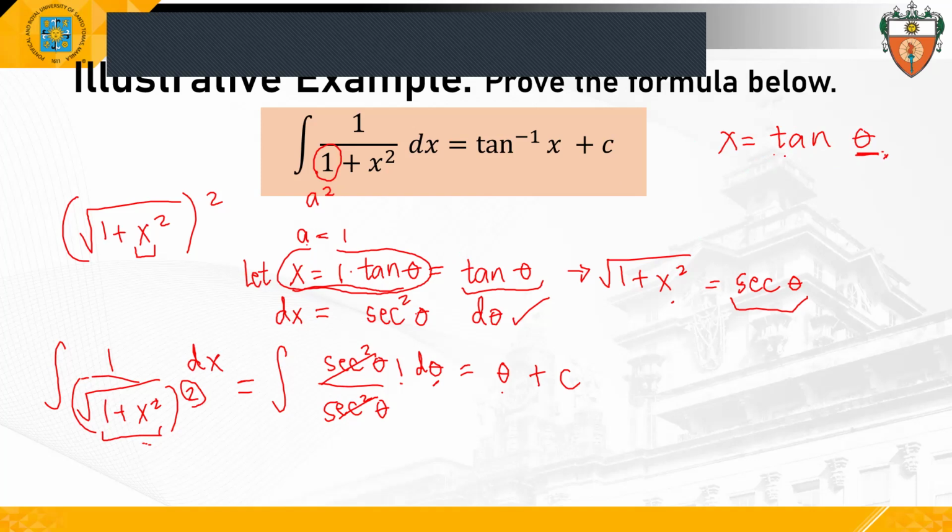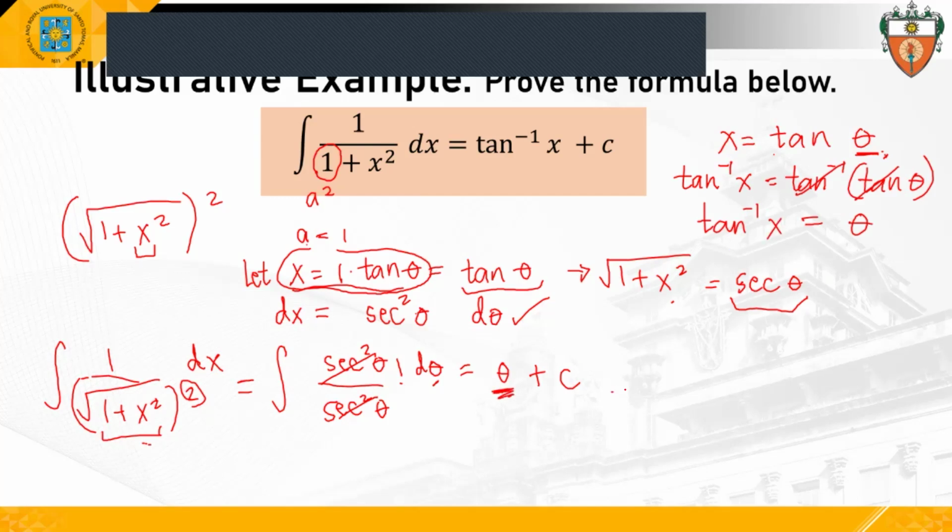So which is, what's the inverse of tangent? Arctan. So applying the arctan on both sides, we have arctan of x. Tapos we have arctan of tan theta. So this will cancel out. Yan. So that means theta is just equal to arctan of x. That's why if we are to substitute it here, theta is arctan of x plus the constant of integration c. So ayun po, that's why we obtain this formula.